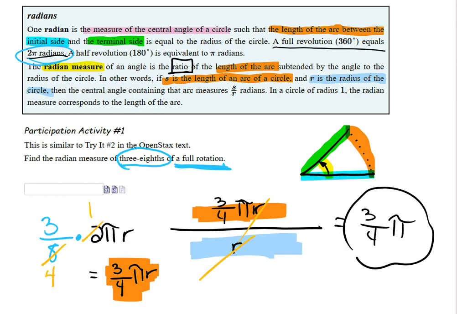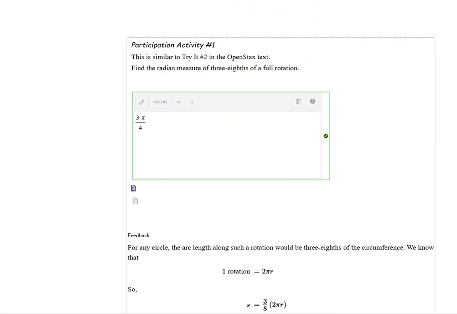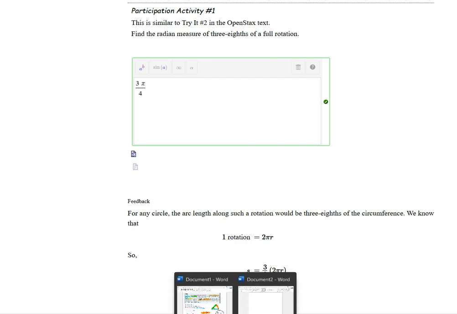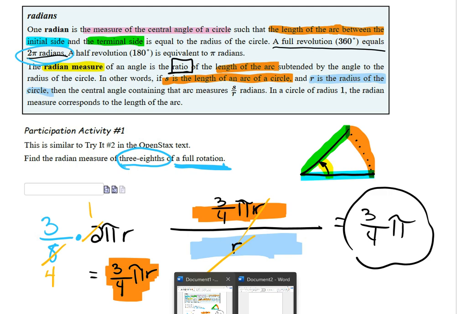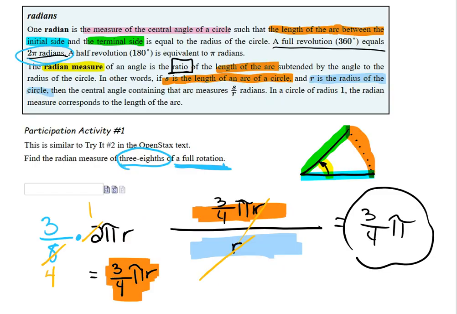I already went into Mobius and double checked it. And where was it? It was right there, and you can see my green box. So 3/4 pi, or 3 pi over 4. I wrote 3/4 pi. They wrote 3 pi over 4. Write it either way, it doesn't matter. Type it in. That's your answer.